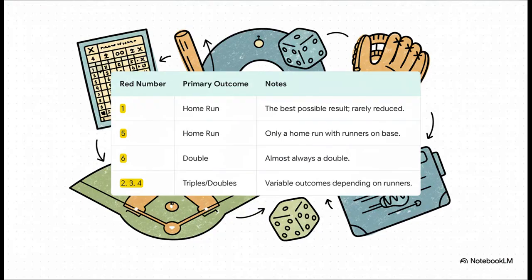Now, this is where it gets really clever. As you can see here, not all power numbers are created equal. Take a look. The number 1 is king. It's almost always a home run. But a number 5, that's a home run only if there are runners on base. A 6 is a pretty reliable double. This little hierarchy is part of the game's genius. It captures that situational hitting perfectly.